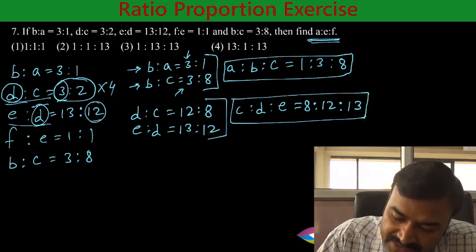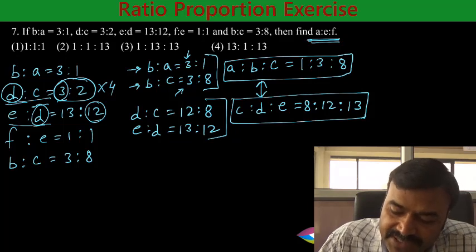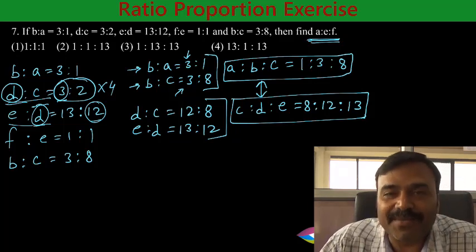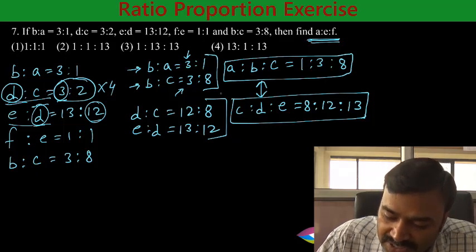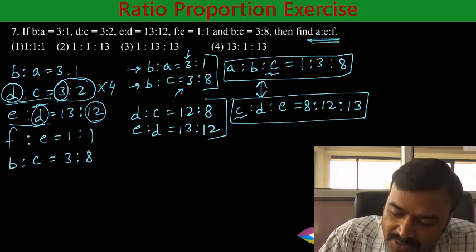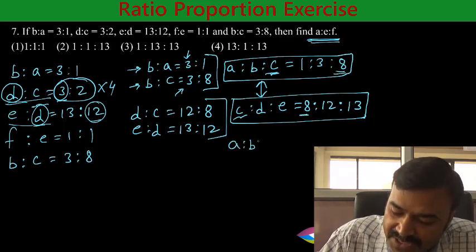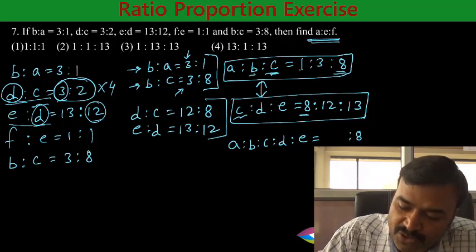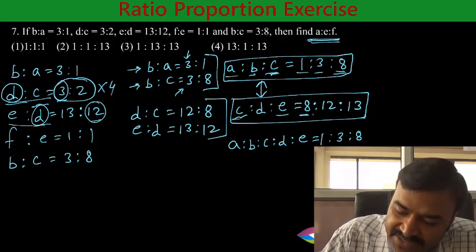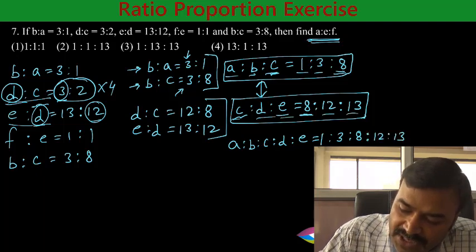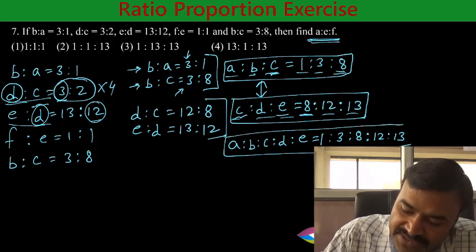Alright. Now if I combine these two, looking at the value of C, we can get a combined ratio of A, B, C, D, E. Let's see how. What is the item common here? C is the common item. The value corresponding to C in the first ratio is 8, and in the second ratio it is 8 again. So A is to B is to C is to D is to E would be equal to, in place of C it has to be 8. Now when C is 8, B has to be 3 and A has to be 1. And when C is 8, D has to be 12 and E has to be 13. So it is 8 is to 12 is to 13. So till now we have already calculated the ratio of A, B, C, D, E.